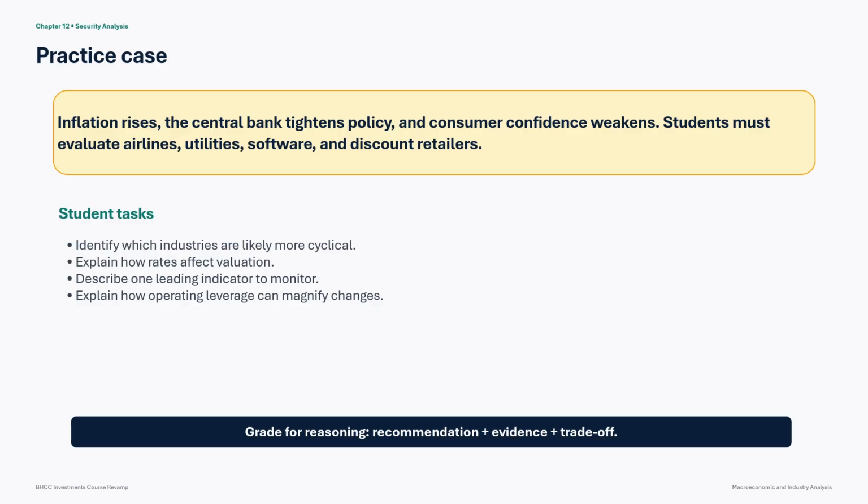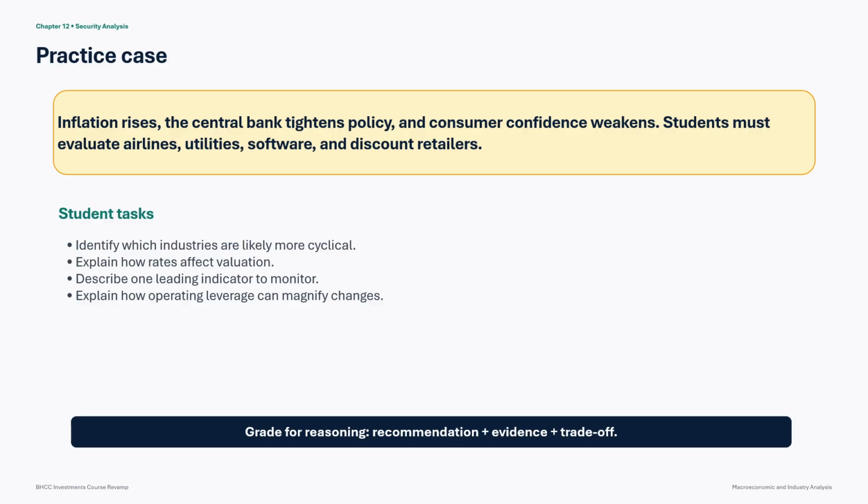Suppose an airline's revenue falls 5% while many costs remain fixed. Operating profit can fall by much more than 5%. The same mechanism can create rapid earnings growth during recovery. Operating leverage is a magnifier, not a direction. The direction comes from revenue.